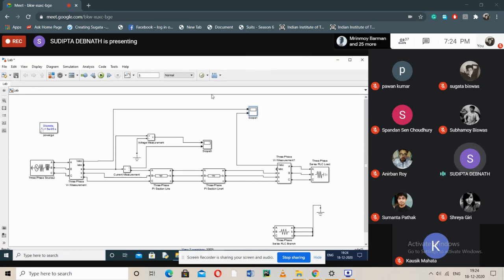Actually, this is not possible to find out in the laboratory. So I think you have got a nice idea of how the current and voltage vary in long transmission lines, especially the voltages, and how these effects are coming in long transmission lines. Now, this is all about this.